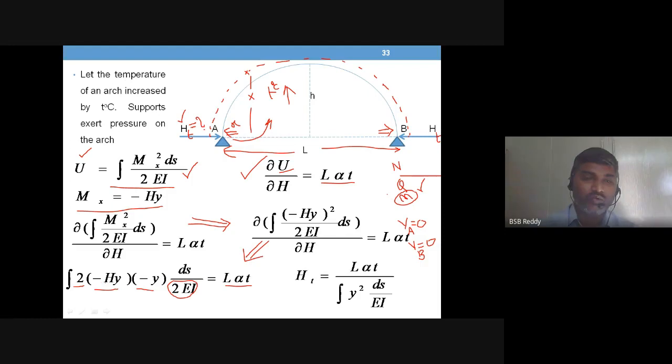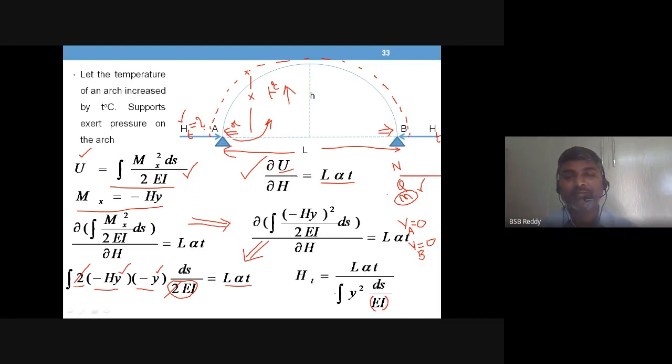So what variable you have? y is a variable, and here it is y. So minus of minus plus, and 2 and 2 gets cancelled. So integral y² ds divided by EI. Okay. So here you don't have anything to cancel out EI. So flexural rigidity remains in the equation.